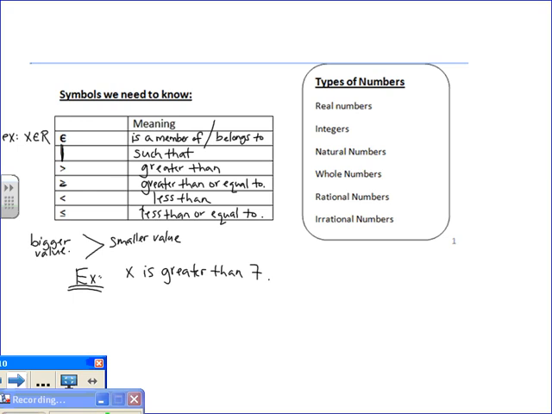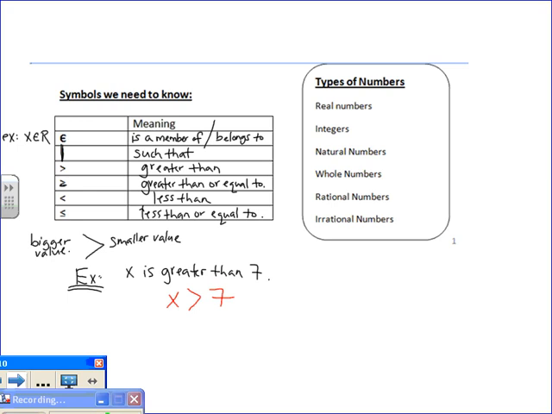Okay, say that's what we have in words. X is greater than 7. You can write that two ways. You can say X is greater than, so we're going to put the big mouth towards the X, and it's pointing to the smaller number, which is 7, like that. X is greater than 7.